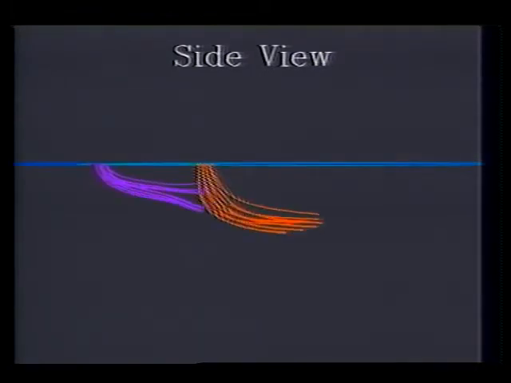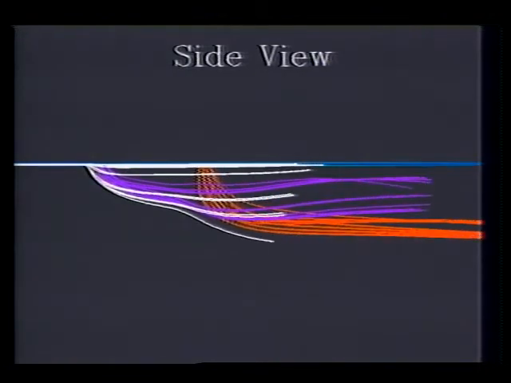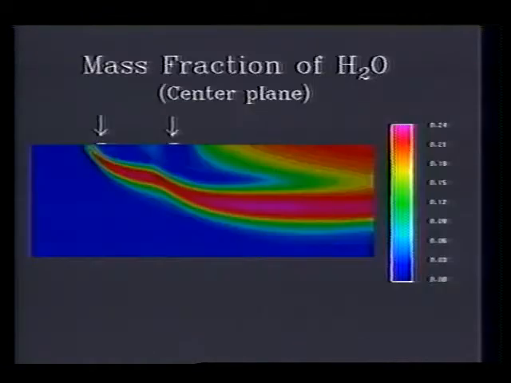The jets are bent by the free stream. The second jet penetrates more deeply into the free stream flow than the first jet. Deeper jet penetration means enhanced mixing of hydrogen and air, and consequently, more complete combustion.